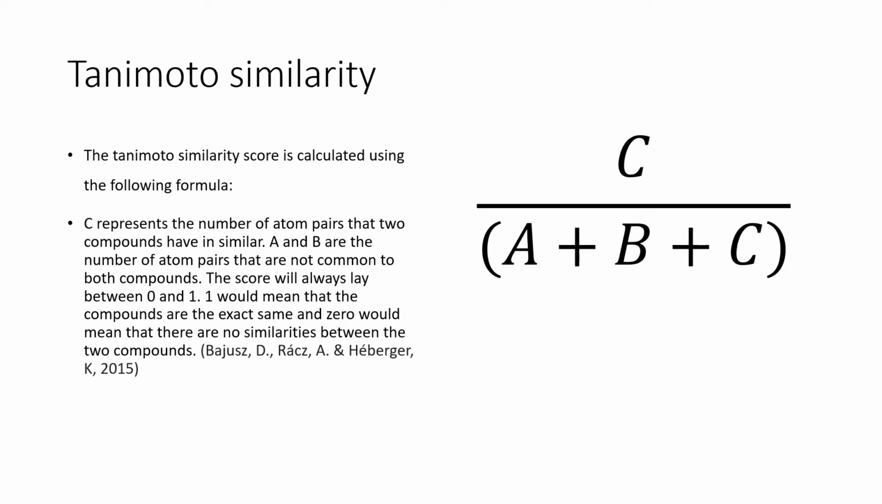C represents the number of atom pairs that two compounds have in common. A and B are the number of atom pairs that are not common between either compound. The score always lies between 0 and 1, 1 meaning the compounds are exactly the same, 0 meaning there are no similarities between the two compounds.